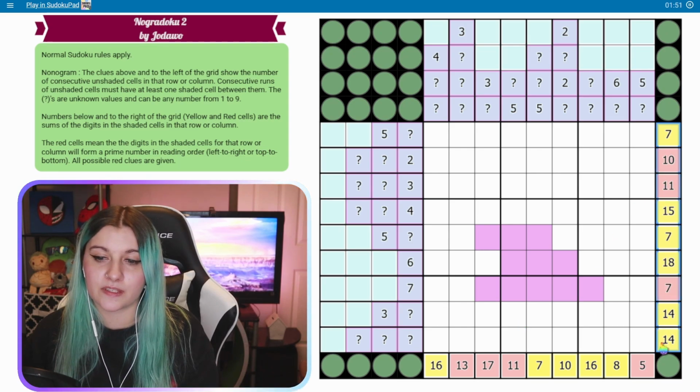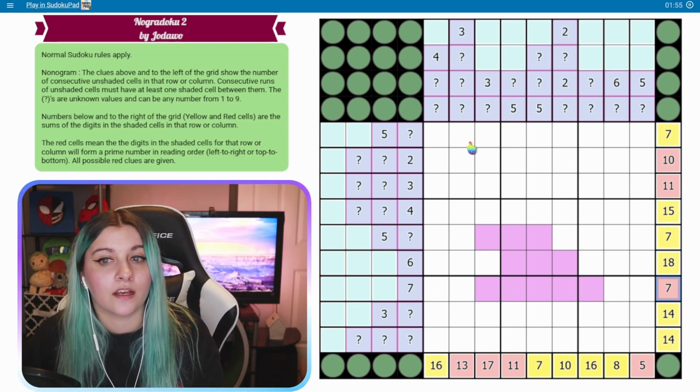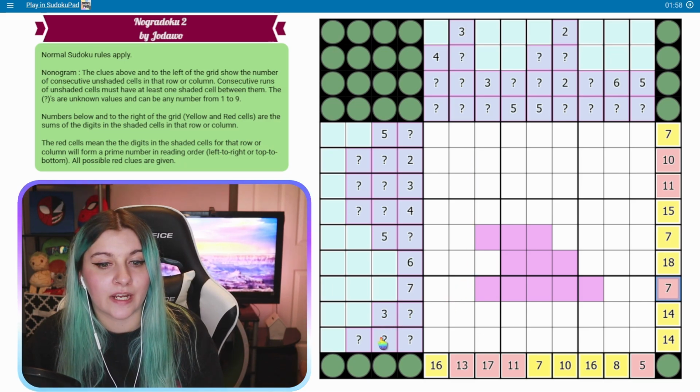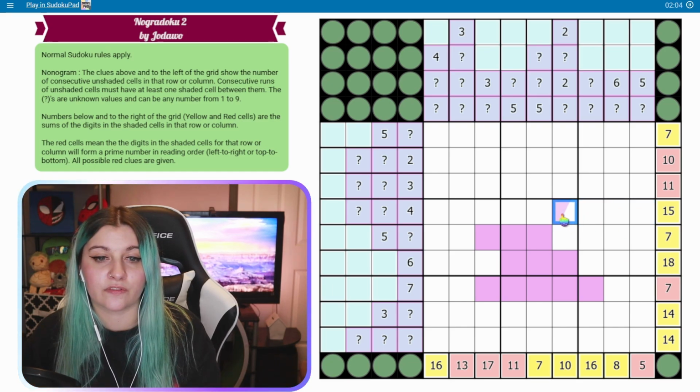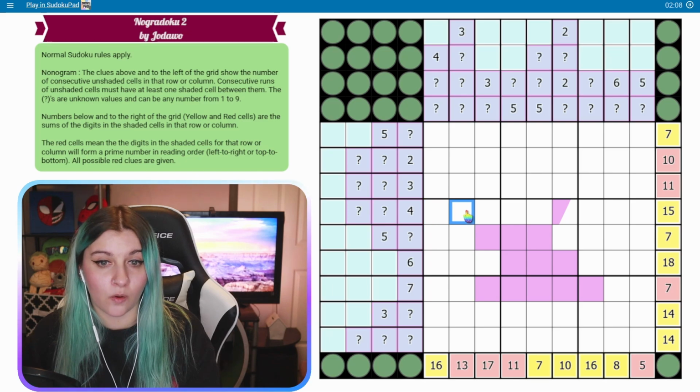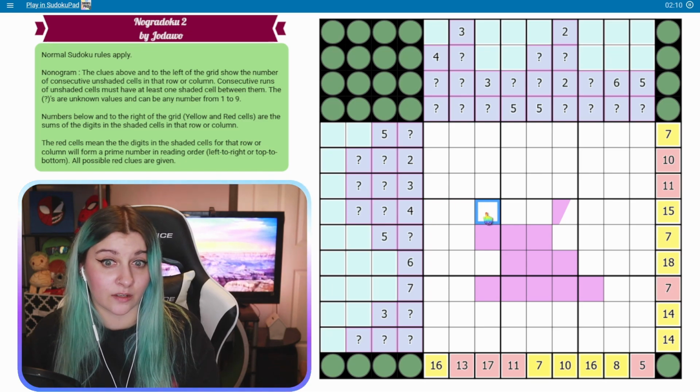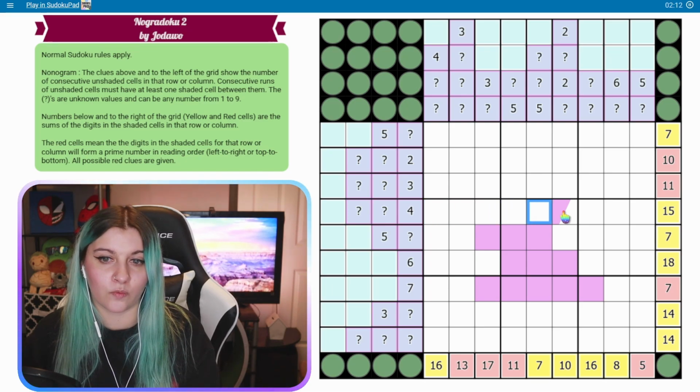These are sums, and then the red ones also mean it's a prime number in reading order. Okay. What else do I have? Question mark, question mark, question mark. Lots of space there. What about 4? This would be the furthest over 4 could go. If this is the first question mark, an orange, the second question mark, and an orange, then I don't have 1, 2, 3, 4 at a minimum.